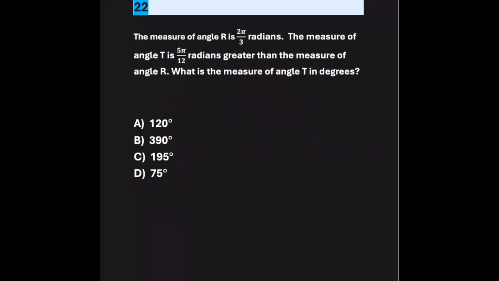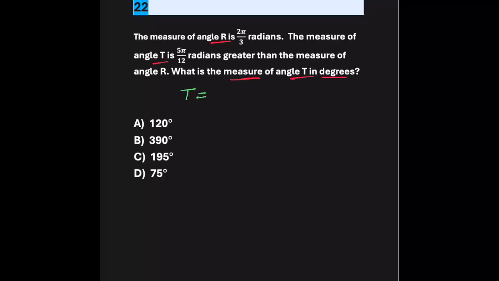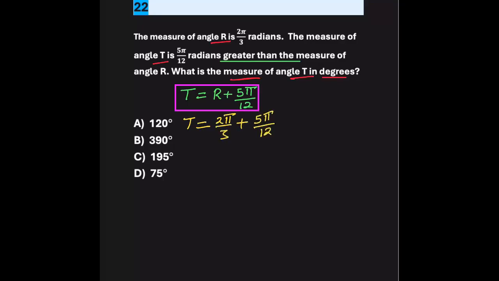Question 22, we have two angles, R and T. And they ask for the measure of T in degrees. Okay, so angle T is equal to angle R plus 5 pi over 12 greater than the measure of R. So we're going to add 5 pi, and T is equal to, the value of R is 2 pi over 3 plus 5 pi over 12. So we're going to take the common denominator, which is 12. 3 divided by 12 is 4, times 2 is 8 pi, plus 5 pi. 8 plus 5 is 13.